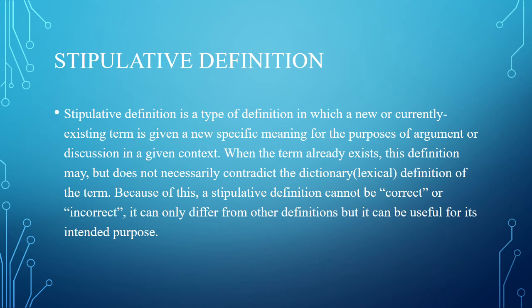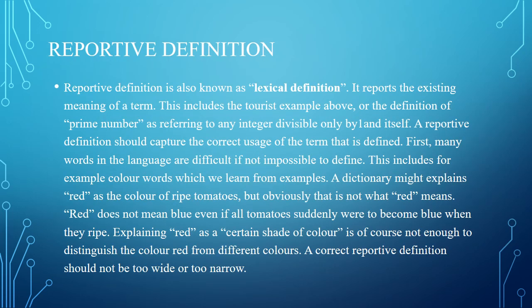Because of this, a stipulative definition cannot be correct or incorrect. It can only differ from other definitions, but it can be useful for its intent. A reportive definition is also known as a lexical definition. It supports the existing meaning of a term. This includes the tourist example above, or the definition of prime number as referring to any integer divisible only by 1 and itself. A reportive definition should capture the correct usage of the term that is defined.